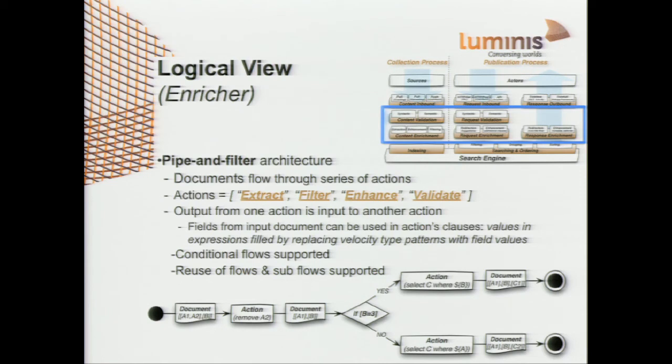Extracting, filtering, enhancing, but even validating is also part of that. And what you see here, for example, is a very easy example. A document coming in with 3 fields. You can remove a field. You can look at the field, and then based upon the contents of the field, go either this way or that way during the enrichment. That's content-based routing as well.